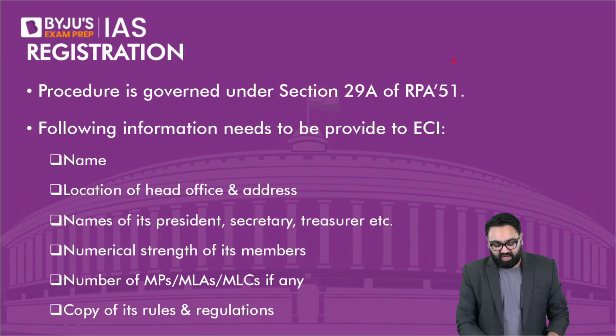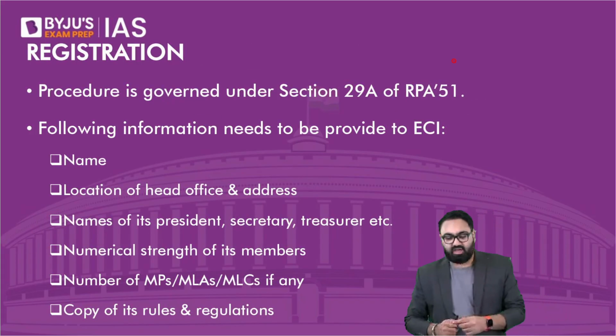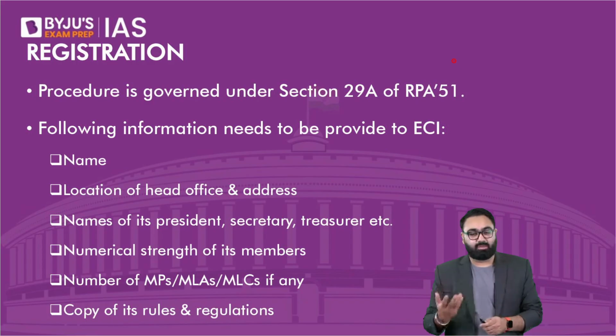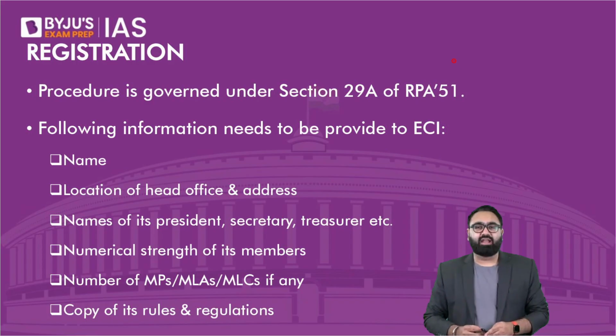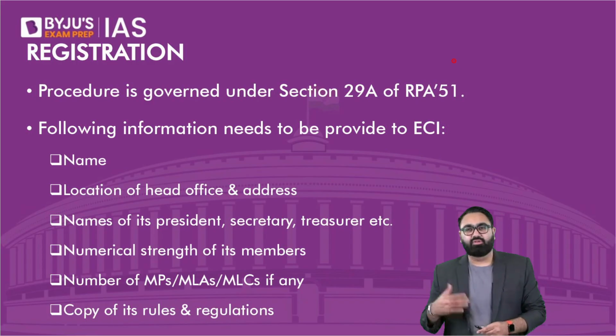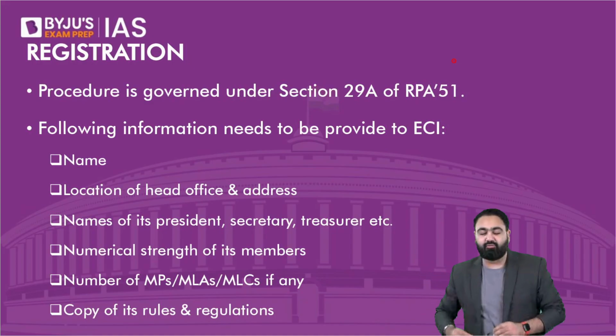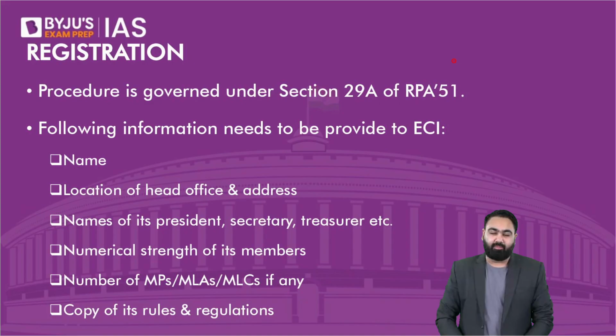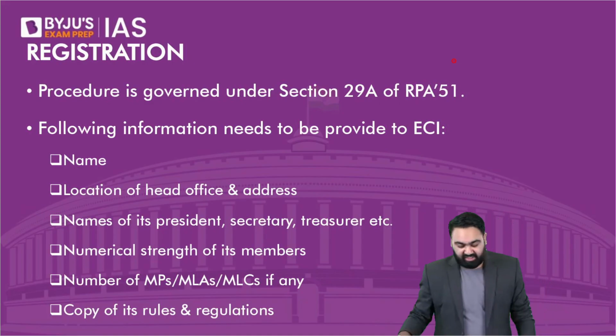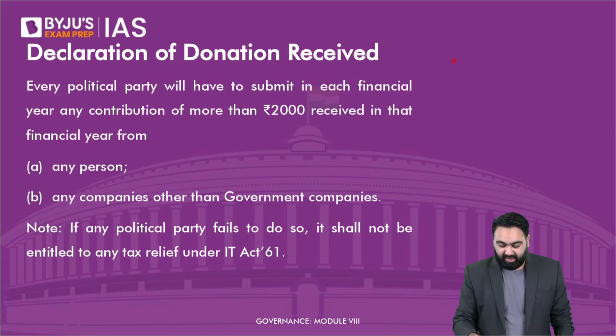Then we started a discussion about the first step of making a party, that is registering the political party. RPA 1951 gives this power to the Election Commission of India to register the political parties. You just have to fulfill certain paperwork, certain formalities to get your party registered. India right now has the largest number of registered parties in the entire world.